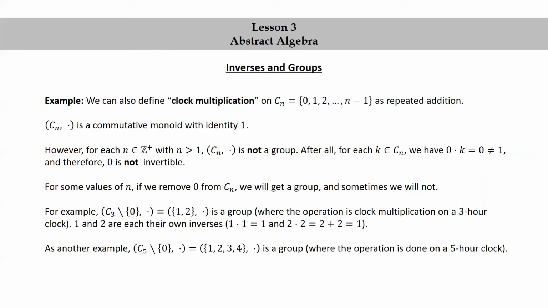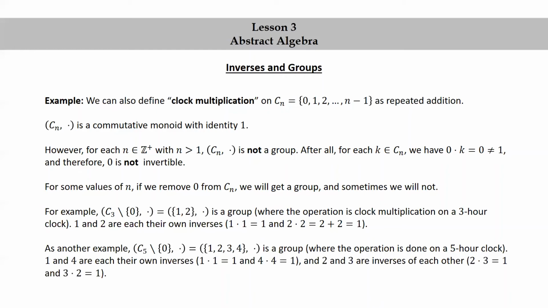As another example, C5 with 0 removed, together with clock multiplication, that's the set consisting of 1, 2, 3, and 4, together with clock multiplication, is a group where we're doing this on a 5-hour clock. 1 and 4 are each their own inverses. 1 times 1 is 1, and 4 times 4 is 16, which is the same as 1 on a 5-hour clock. And 2 and 3 are inverses of each other because 2 times 3 and 3 times 2 are both 6, which is the same as 1 on a 5-hour clock.